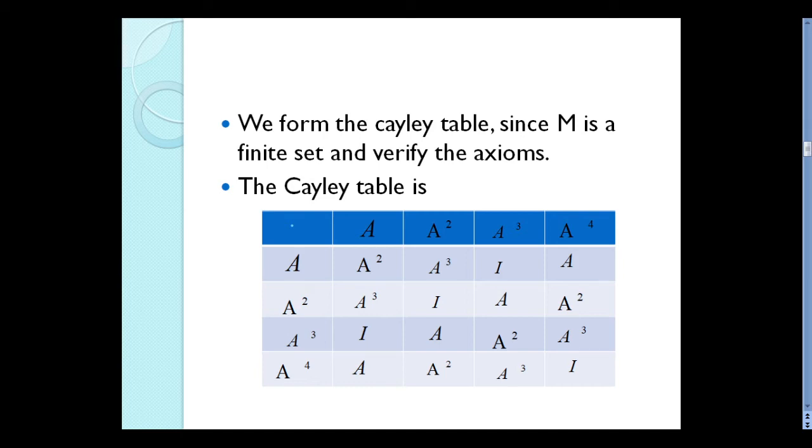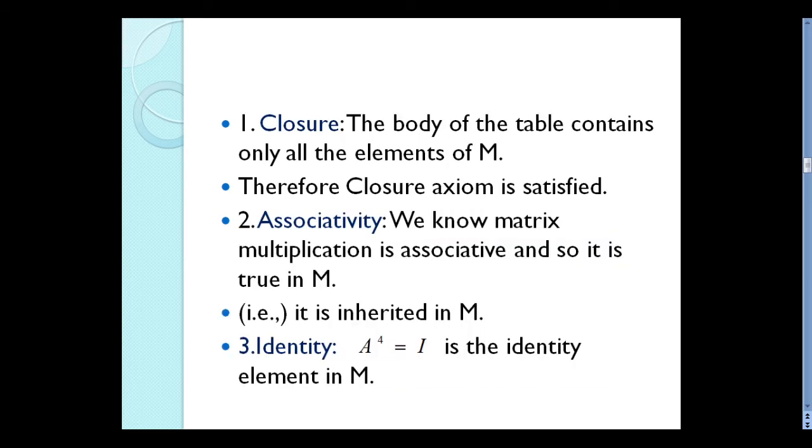And A cube, when you multiply with A power 4, you get A cube. Then A power 4, when you multiply with A power 4, you get I, which is also A power 4. So which is the identity element here? A power 4 is the identity element. Here I have written A power 4 is equal to I, which is the identity element in M.